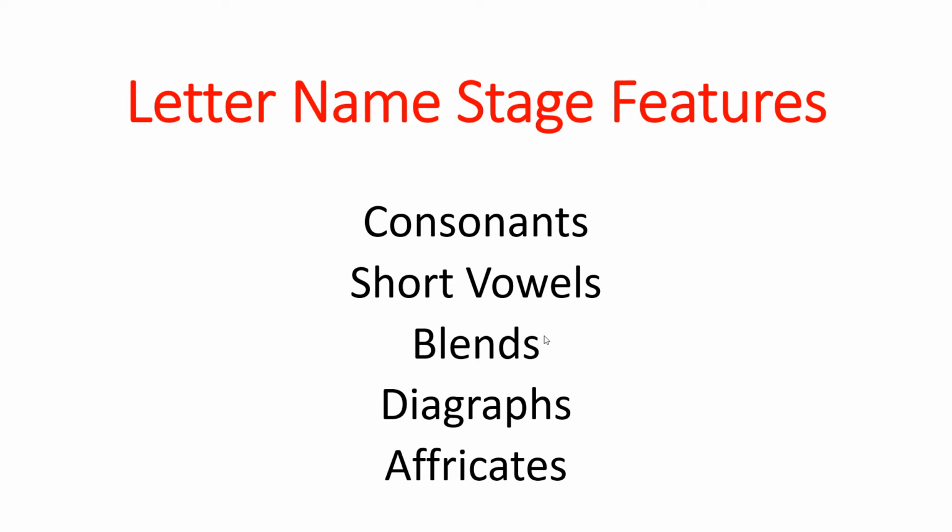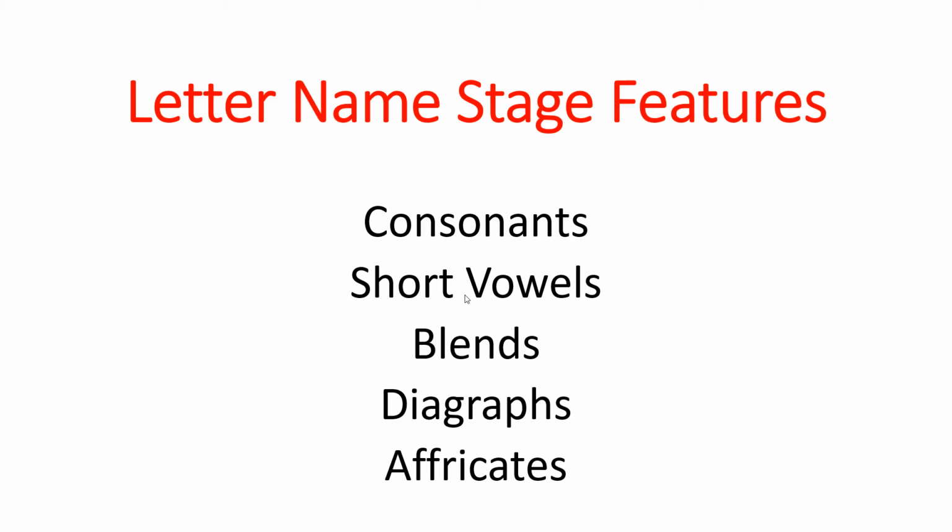So in the letter name stage, kids are learning consonants. Those are the letters that are not the vowels. So if you know that vowels are A, E, I, O, and U, the consonants are every other letter. So C, N, S, T, those are consonants. We teach consonants first because they tend to have a consistent sound. The letter N almost always has the sound N.